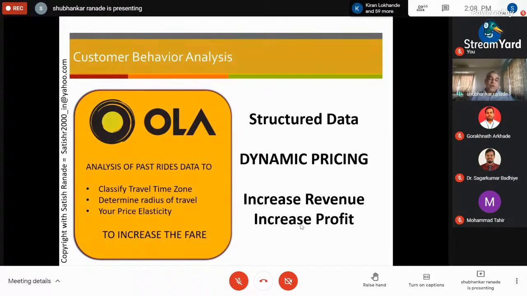So how does Ola operate and why do they need data science behind this? Basically, Ola handles structured data. So what are the characteristics that we learn?